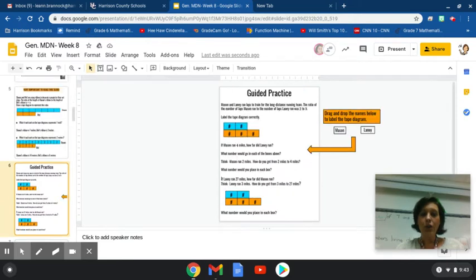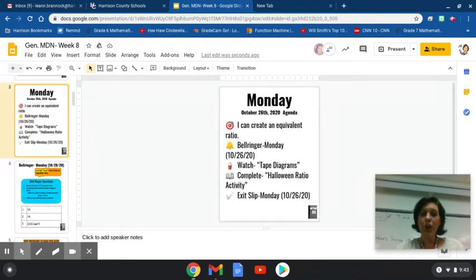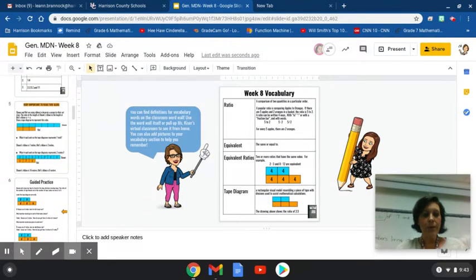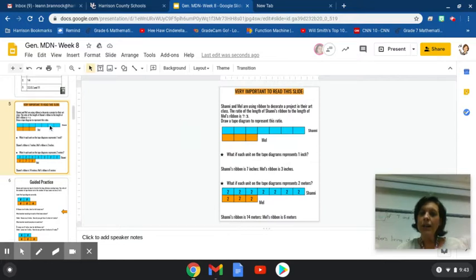Remember, virtual students too, it's very important to go back up to slide 2 and read your vocabulary: ratio, equivalent ratios, and tape diagram. Finally, when you come down here on slide 5 and 6, Shawnee and Mel are using ribbons to decorate an art project. The ratio of Shawnee's ribbon to Mel's is 7 to 3. So who gets the 7? Shawnee, because she's listed first. Who gets the 3? Mel, because Mel is listed second.